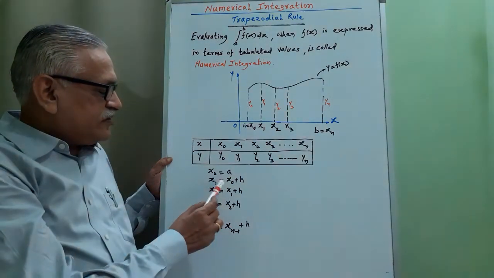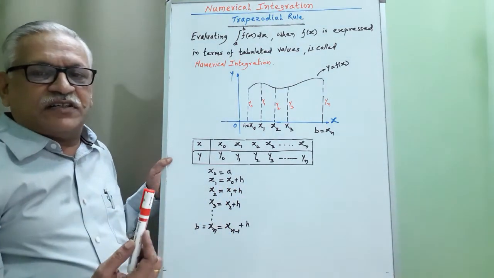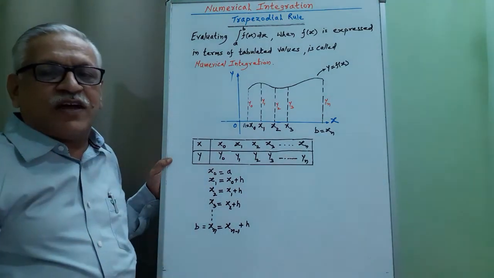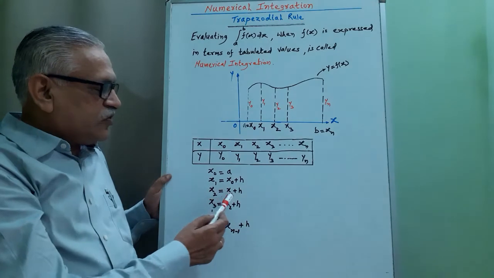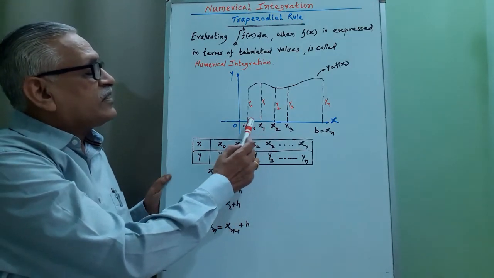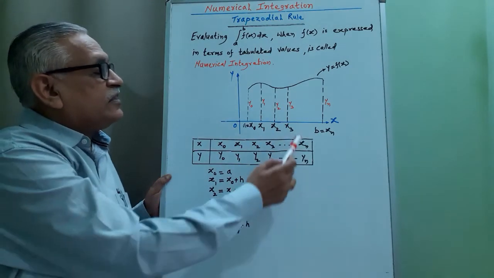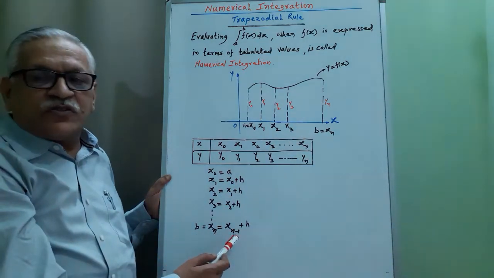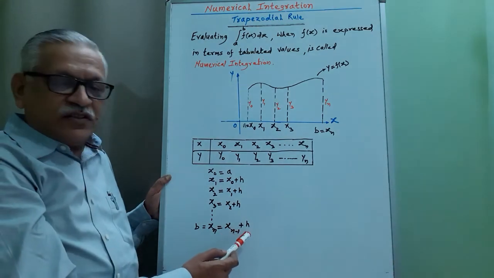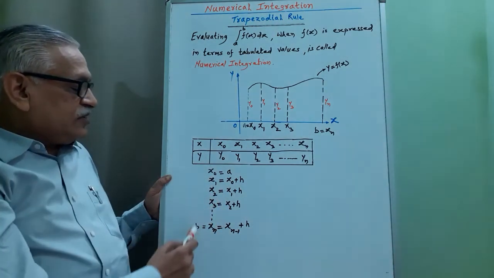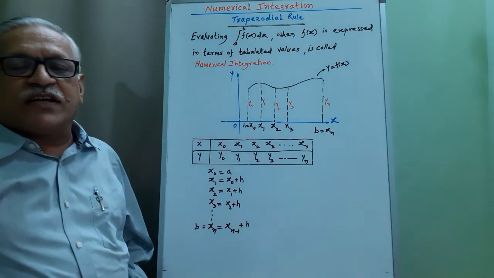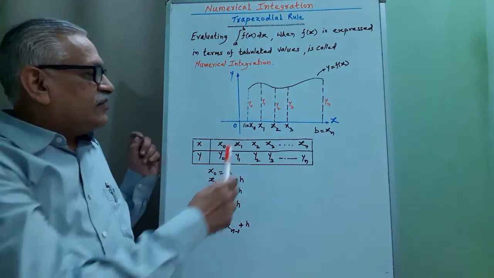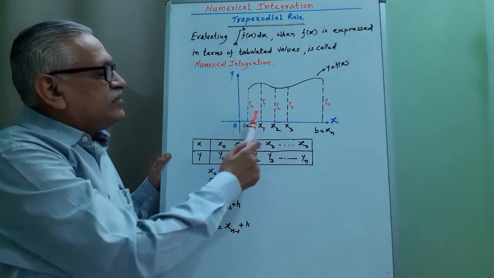Therefore, x1 is x0 plus h, equispaced or equidistant. The distance between two successive values is h. x2 is equal to x1 plus h, x3 is x2 plus h, x4 is x3 plus h, like this. The last one, xn, is equal to xn minus 1 plus h. In this manner, we can divide that interval into n number of intervals, which I have shown in this figure.